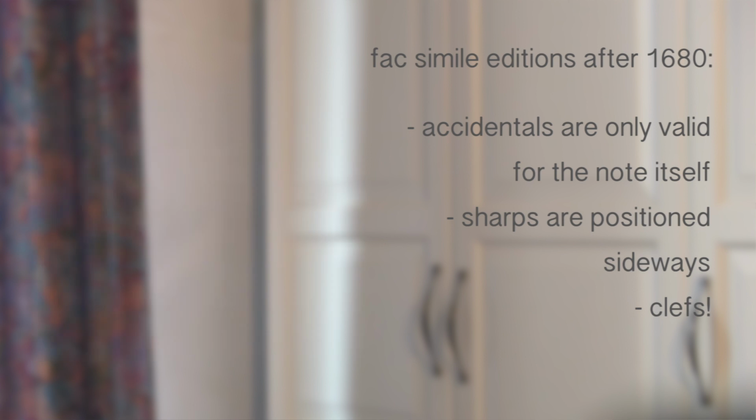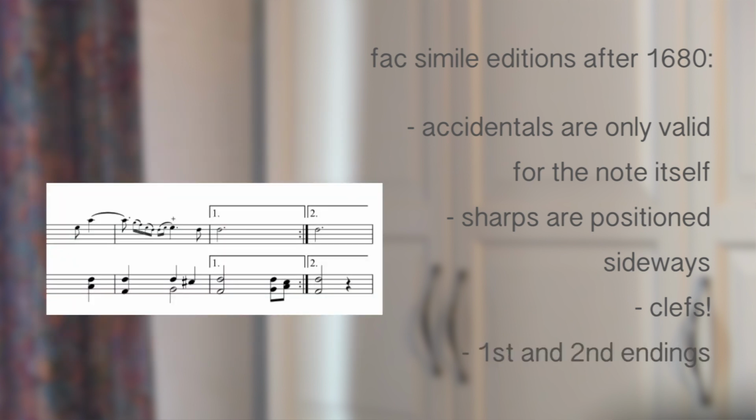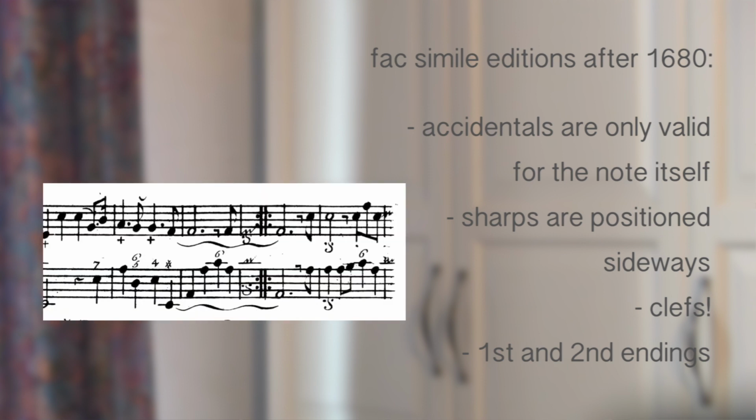Another difference is the way first and second endings are notated. Instead of the familiar hooks with the markings 1 and 2, you will find a simple slur which indicates the point from where you need to jump the A section the second time through to the end of the slur, which is the start of the B section.